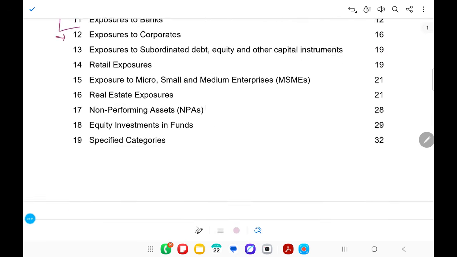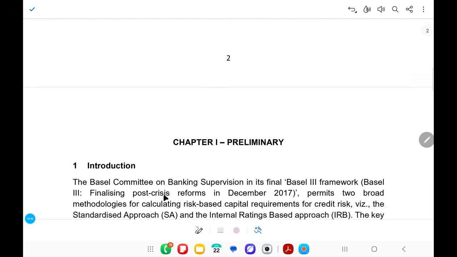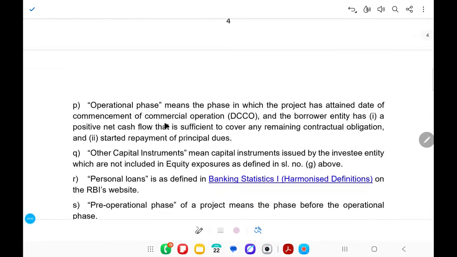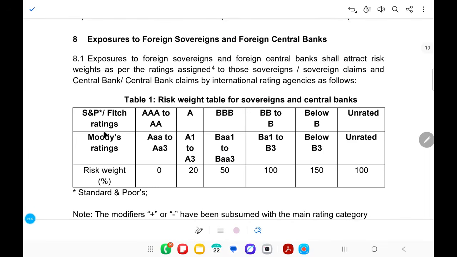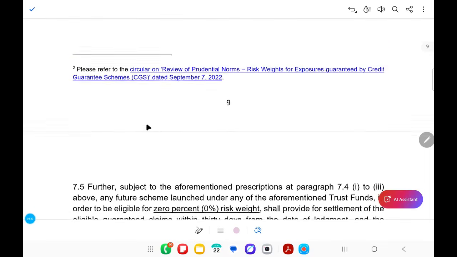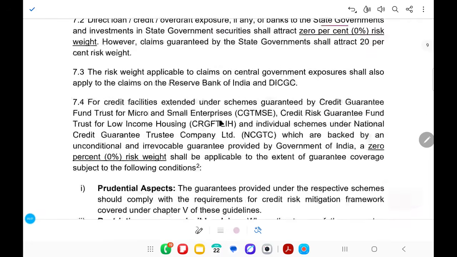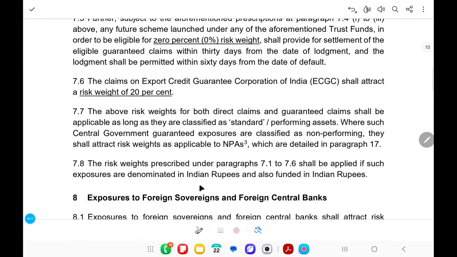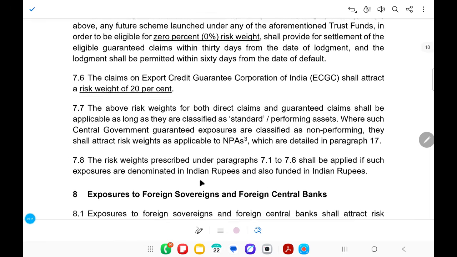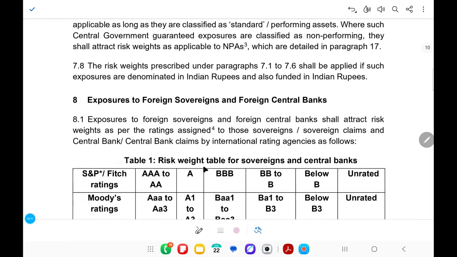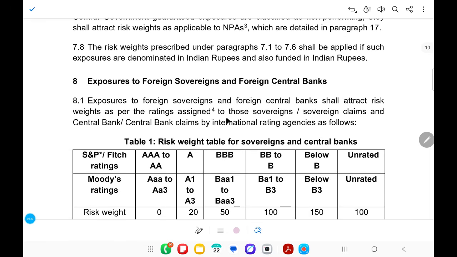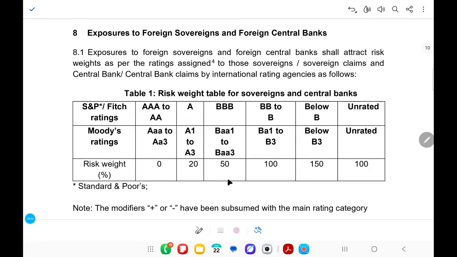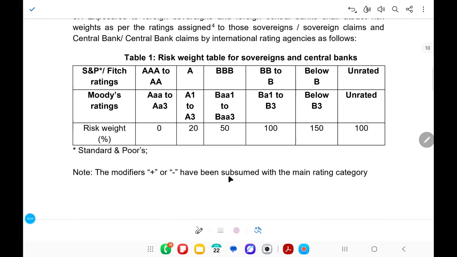Friends, in this circular we have covered various asset classes. In the previous video, we covered exposures to sovereigns. We saw exposures to the domestic sovereign. We also saw selected MDBs, multilateral development banks such as the World Bank Group and the Asian Development Bank, which attract a risk weight of 0%. Further, exposures to foreign sovereigns and foreign PSEs are risk weighted from 0% to 150% based on the assessment from international rating agencies.